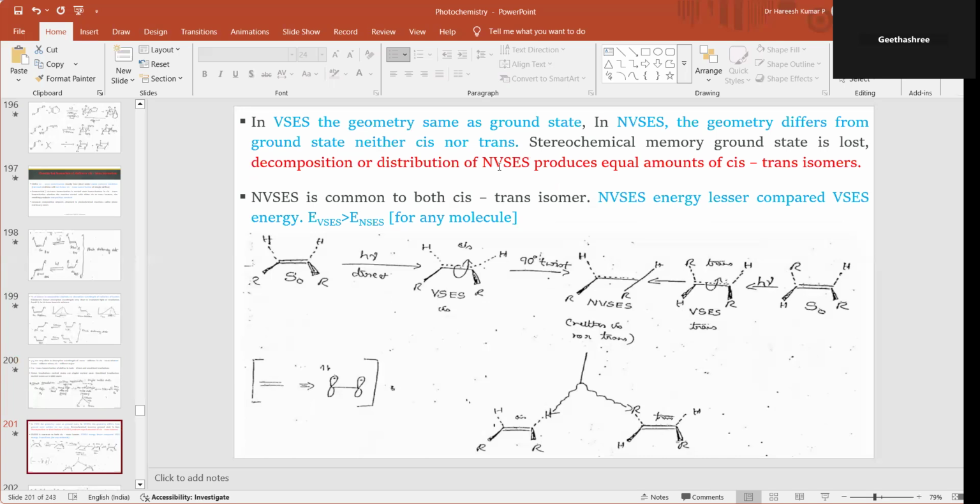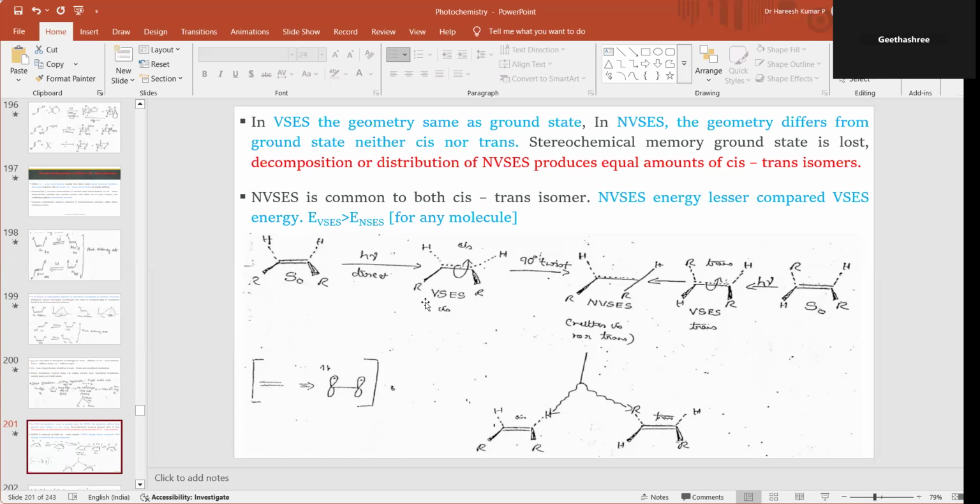In this next slide, whatever I explained in terms of words: for the vertical singlet excited state, the geometry is the same as the ground state. For the non-vertical singlet excited state, the geometry differs from the ground state, neither cis nor trans one. And you can remember that the decomposition of the non-vertical singlet excited state produces equal amounts of cis and trans product. And one more thing you can remember, the non-vertical singlet excited state energy is lesser compared to the vertical singlet energy.